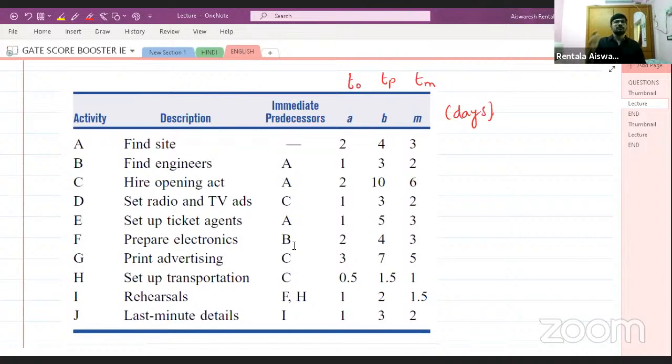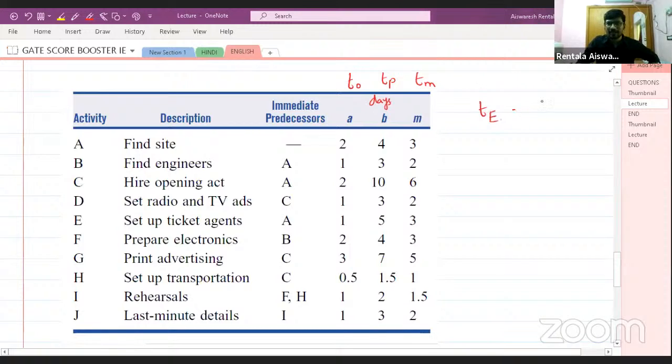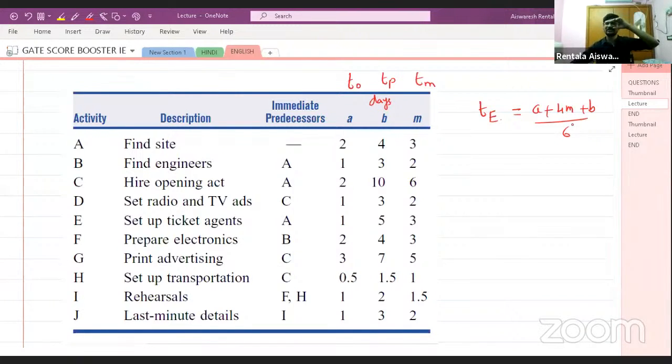Now you see what I have to calculate. I have to calculate the TE value. For calculating TE, you have the formula A plus 4M plus B divided by 6, right? Now you tell me whether it is a lengthy question. Do you have to calculate these key values for all the activities, or can we say directly what this TE value is? If you know the beta distribution, then you might know this. There was already a question in a previous GATE examination based on this particular concept.